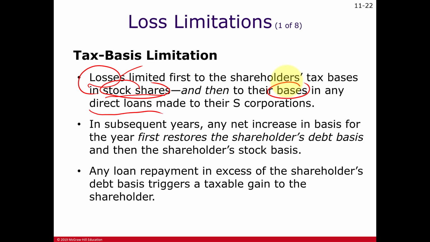Now, we saw in a past couple of slides, if there's increases like contributions made by the shareholder or income allocated to the shareholder, that's going to increase the basis of the shareholder's stock. But if you had used up part of this basis in the loan in previous periods, whenever you have an increase, the increase is going to be allocated first to the loan amount to bring it back up to its original balance. Only then, if there's anything left over to increase, that increase will go to the stock basis.